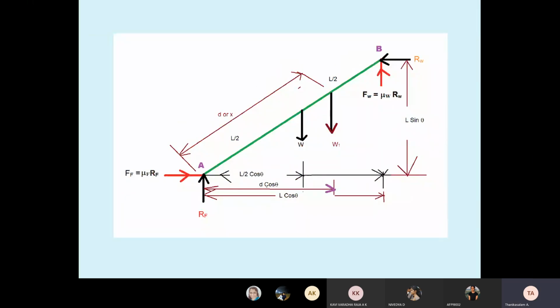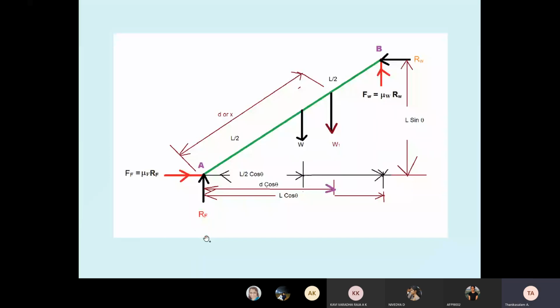See here, I marked it separately. I have taken the ladder separately. So, you know the weight is acting at L by 2 distance. Therefore, W acts vertical downward. Therefore, the horizontal distance with respect to A for the weight is L by 2 cos theta. Similarly, students, W1 horizontal distance with respect to A, what is it? We know theta and we know X or D. Therefore, D cos theta. Similarly, total horizontal distance, we know the total length of the ladder L, we know theta, therefore L cos theta horizontally. Similarly, vertical, L sin theta.